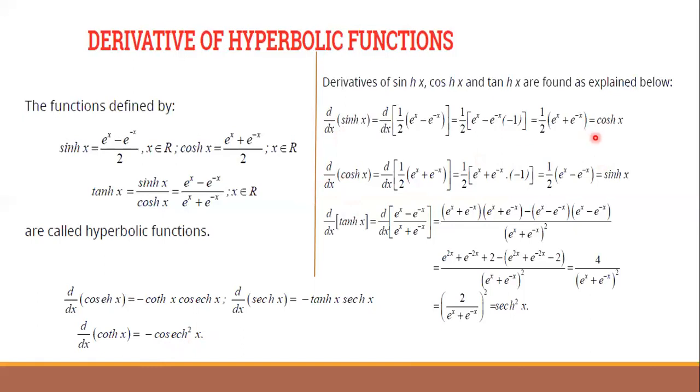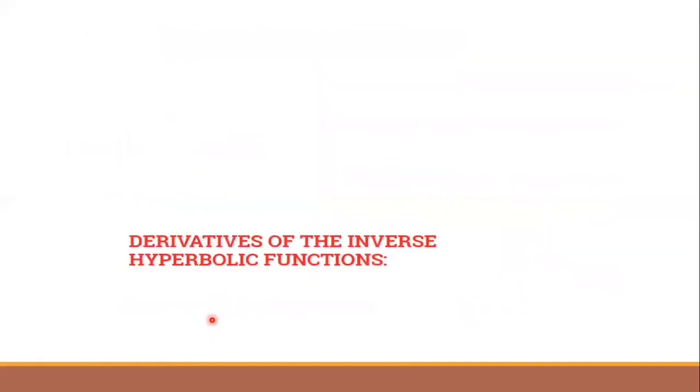You can see that for these simple ratios sine, cos, and tangent, the answer is positive. Sine gives cos, cos gives sine, and tan gives secant hyperbolic square. But if we move towards the reciprocals, then the answer is in the form of negative. Derivative of cosecant hyperbolic x is minus cot into cosecant, secant is minus tan x into secant x, and cot is minus cosecant hyperbolic square. For the first three ratios the answer is positive, and for the last three ratios the answer is negative. This is the derivative of hyperbolic functions.